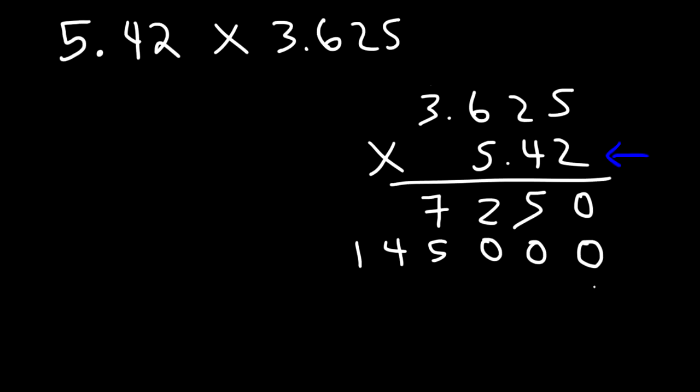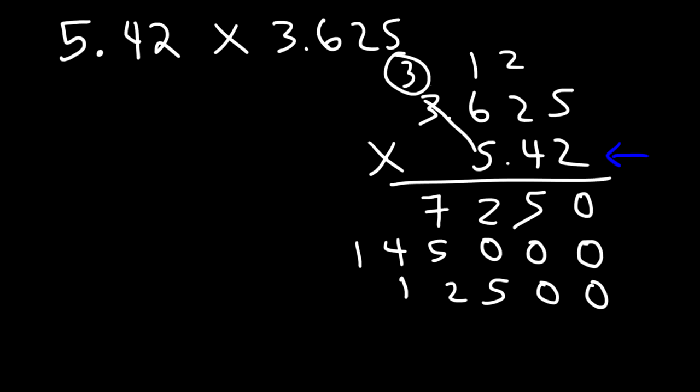Now for the last row, let's add 2 zeros. And so here we have 5 times 5, and that's 25. Next we have 5 times 2 is 10 plus 2, so that's 12. And then it's 5 times 6, which is 30 plus 1, so that's 31. Bring up the 3, and then 3 times 5 is 15 plus 3, so that's 18.